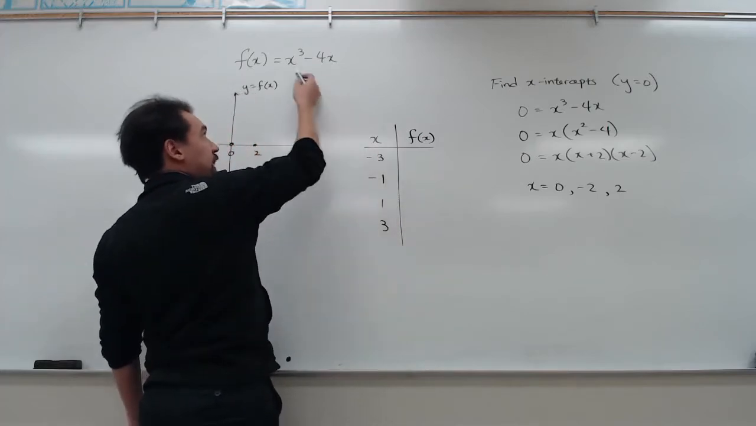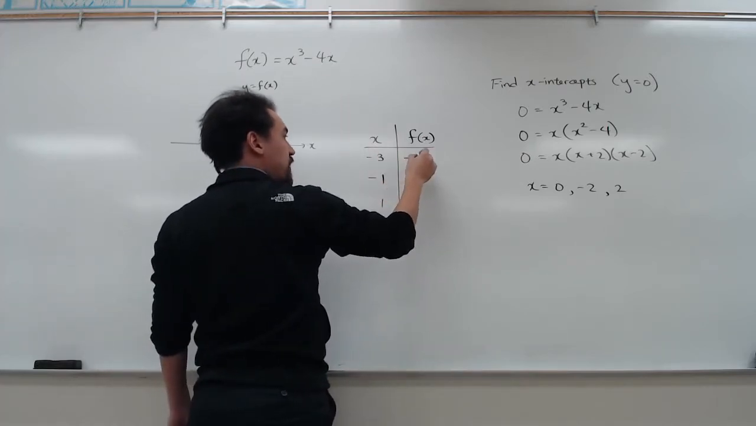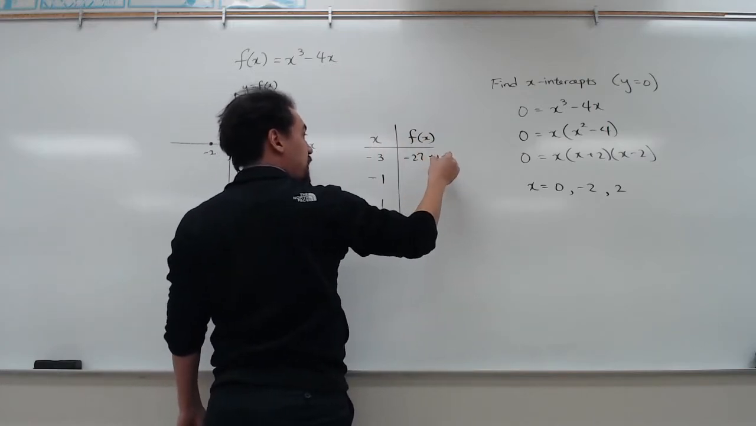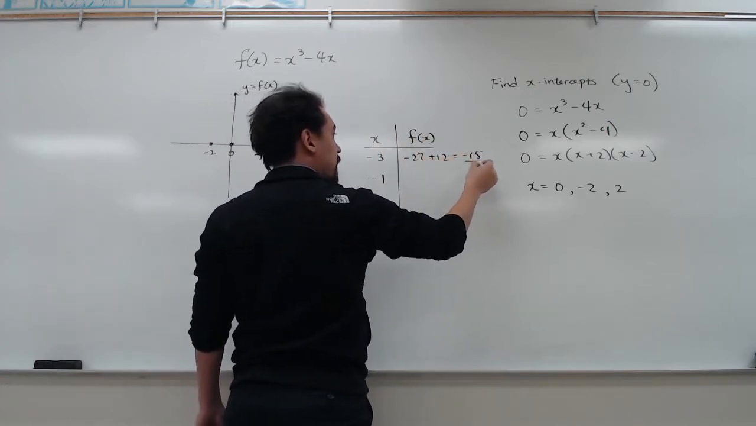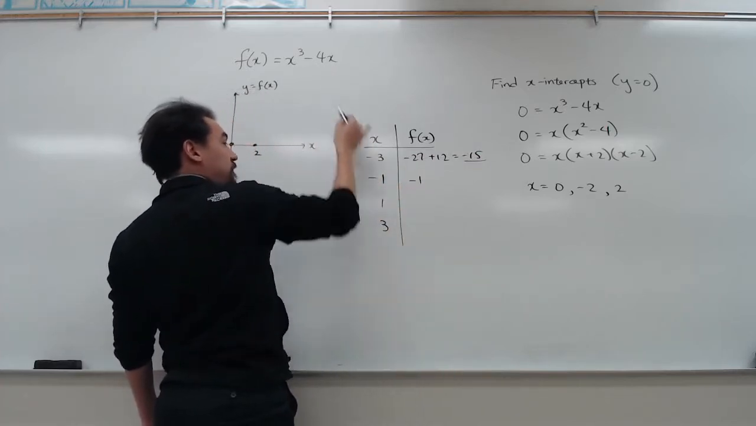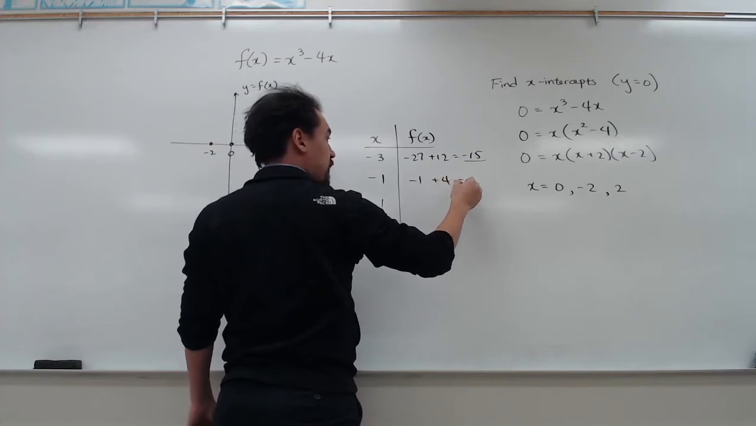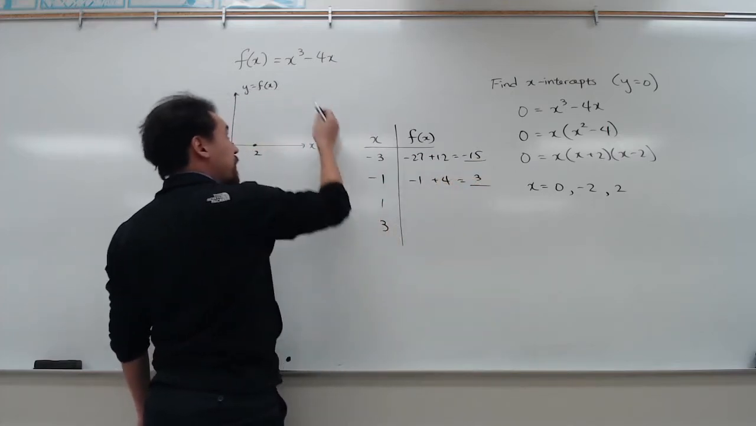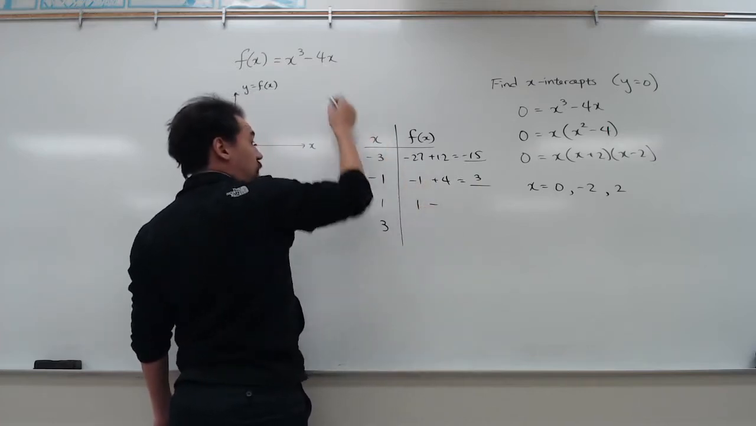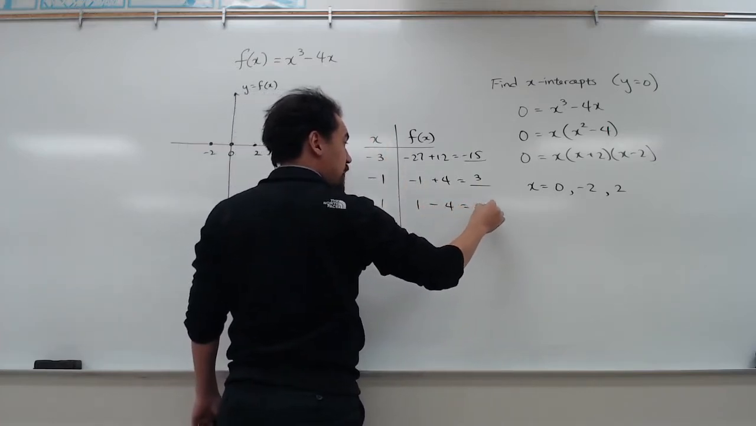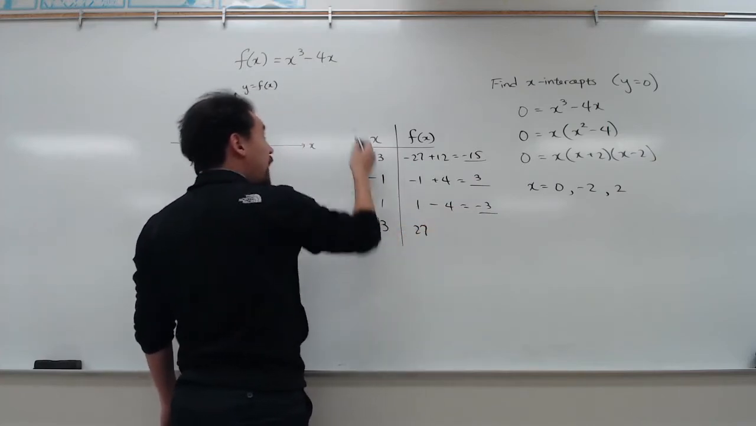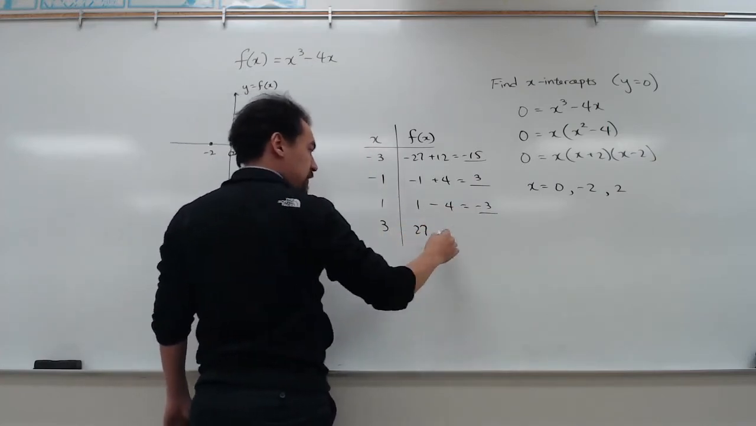If I plug in negative 3 into here, that's negative 27. Minus 4 times negative 3 gives me plus 12. That's negative 15. If I put in negative 1 cubed is negative 1. Then negative 4 times negative 1 is plus 4. That gets me 3. I'll put in regular 1 cubed. Then minus 4 times 1 is minus 4. That gets me negative 3. Then I'll put 3 cubed, 27. And then minus 4 times 3 is minus 12.